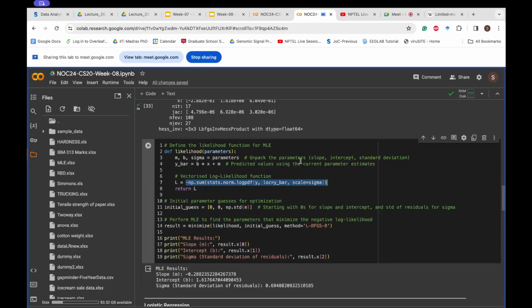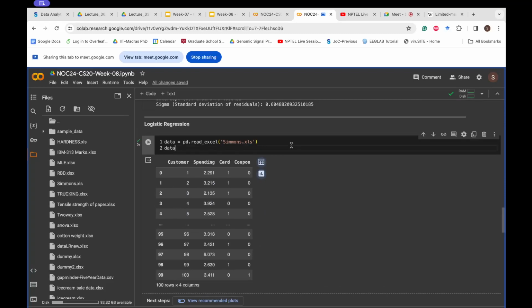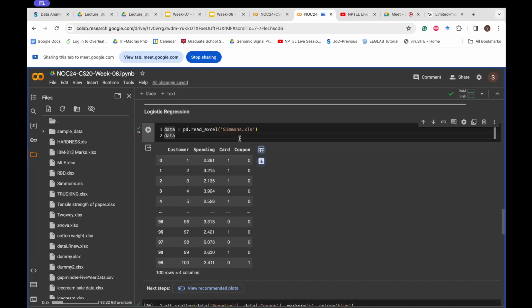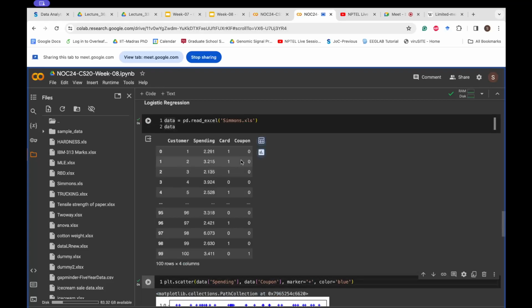I'll leave it to you, you can explore it later. It's already 8 o'clock, so I'll just keep that part. And then there is this logistic regression problem.